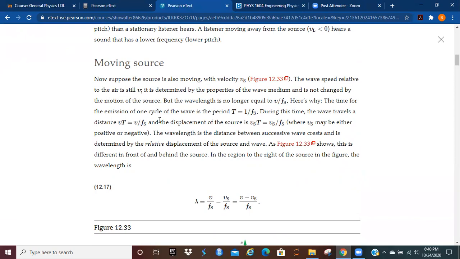The time for emission of one cycle of the wave is the period. And during this time, the wave travels a distance of the velocity times the time. And the displacement of the source is going to be this. The wavelength is the distance between successive wave crests and is determined by the relative displacement of the source and the wave.